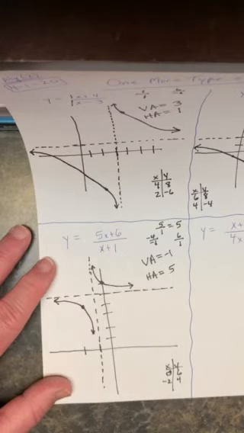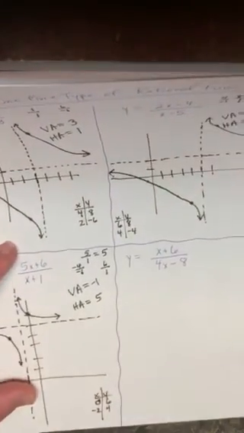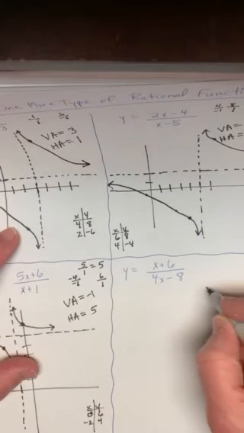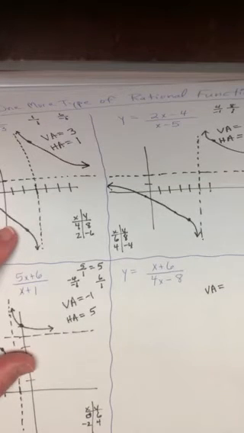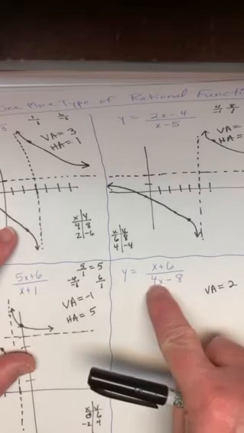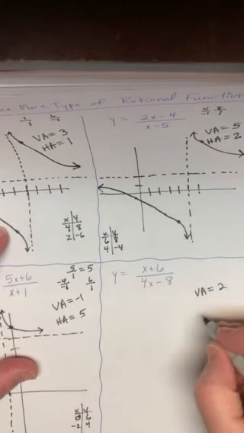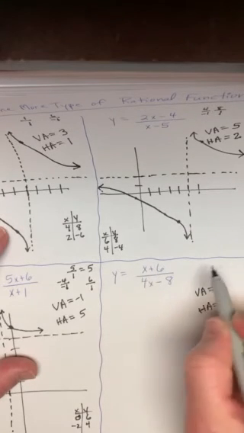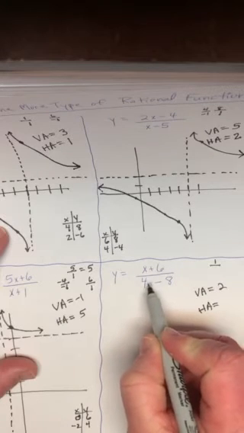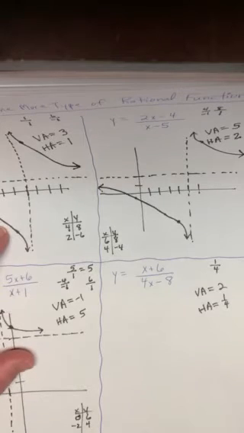One more to go, and after 3 days of 3 different types of rational functions, you should be an expert on this. Okay, our last one. My vertical asymptote would be, think about it, what would you put for the vertical asymptote? Think. Wouldn't it be 2? Because 4 times 2 is 8. 8 minus 8 would create 0 on the bottom. My horizontal asymptote, now be careful, what number is in front of the top x? 1. What number is in front of the bottom x? 4. So I actually have a horizontal asymptote at 1/4.